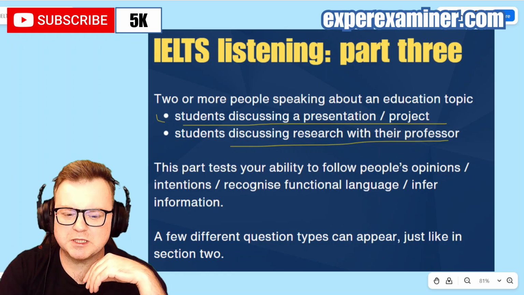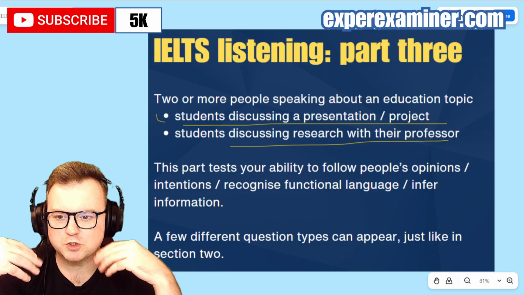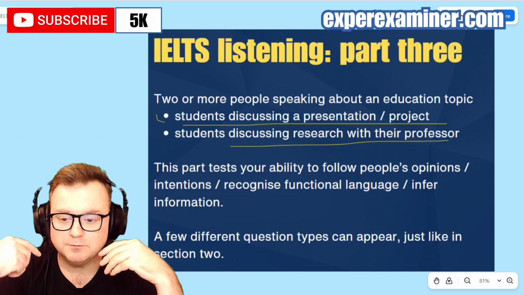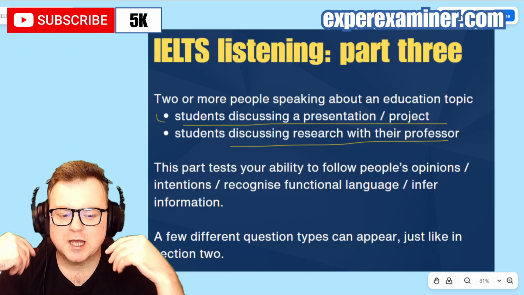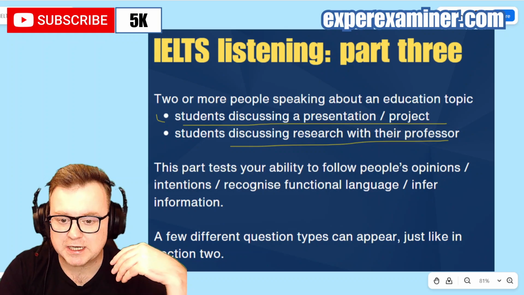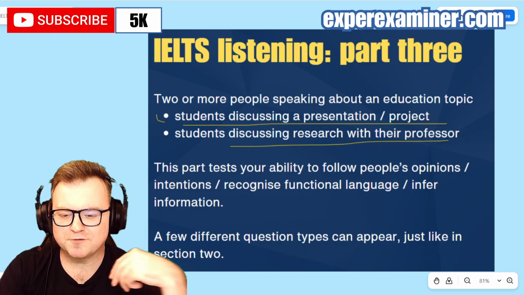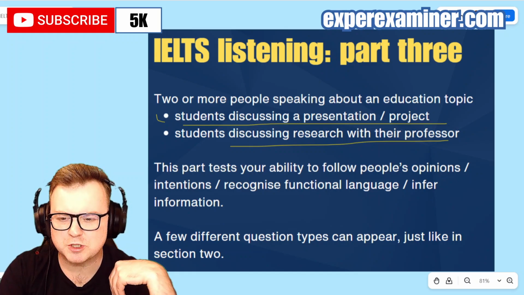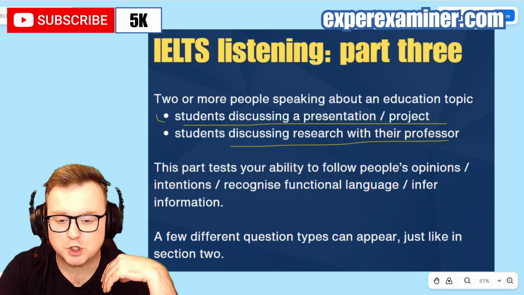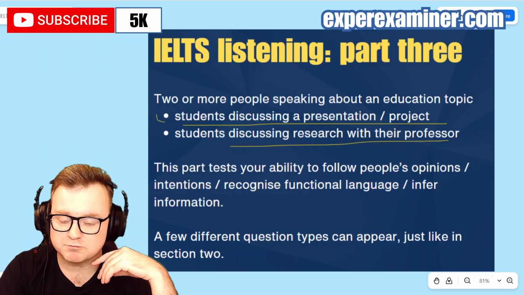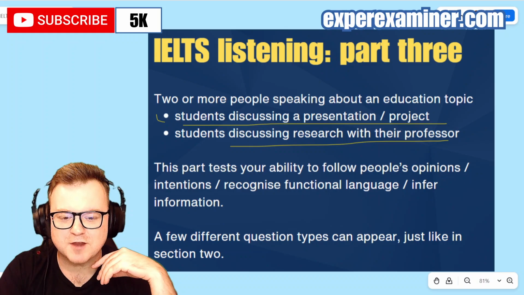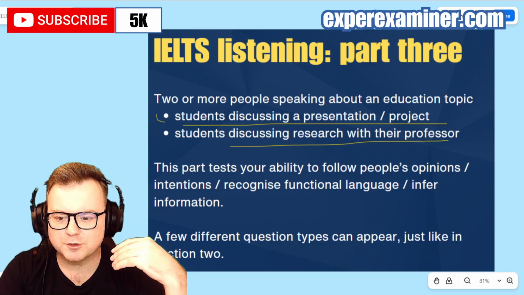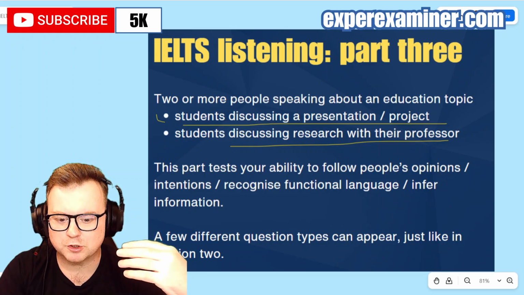So what does that mean? Well, the language that we use in social situations tends to be a little bit more informal, right? Friendly language, and maybe with more basic everyday language. However, this is the first part of the test where we get some topic-specific language. There will be some words that you don't know in part 3. There are almost always some words or terms that I've never heard of in part 3. It's important that we don't freak out when we come across that.